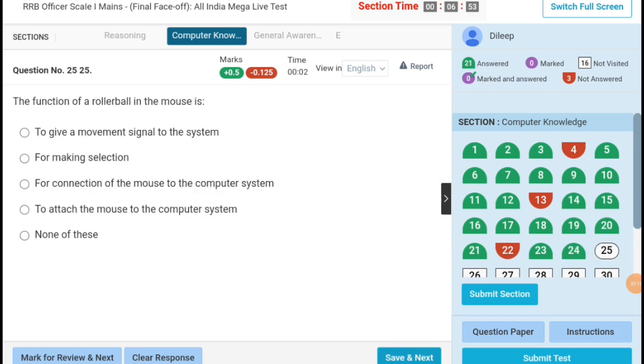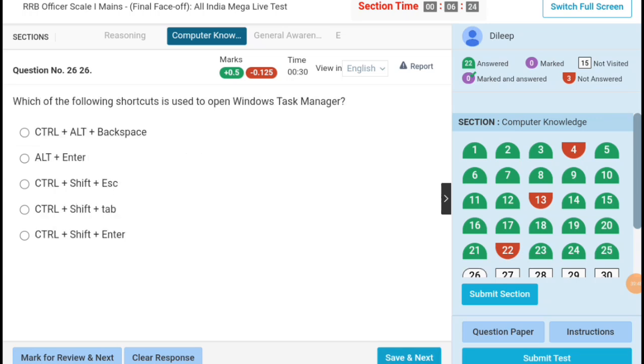The function of roller ball in the mouse. Connection of mouse to the computer. I think the function of a roller ball in the mouse is to give a movement signal to the system. Which of the following is Windows Task Manager?